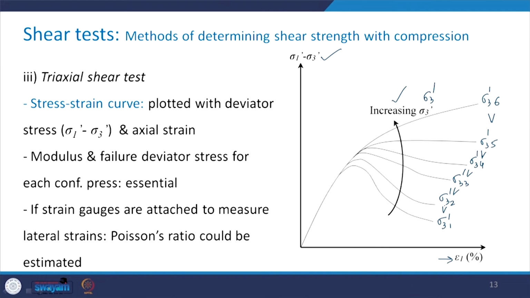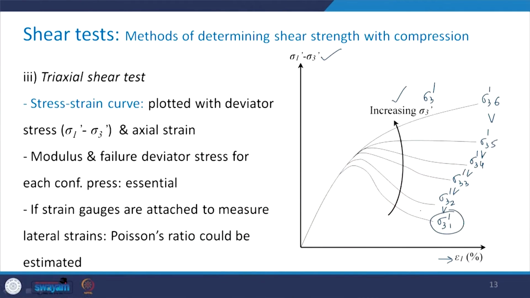So, what do we mean? That when we have a smaller value of this confining pressure, you see that at the low values of the strain it just goes straight and then it achieves a peak, and there is a sudden drop here in the strength characteristic, that is sigma 1 minus sigma 3.